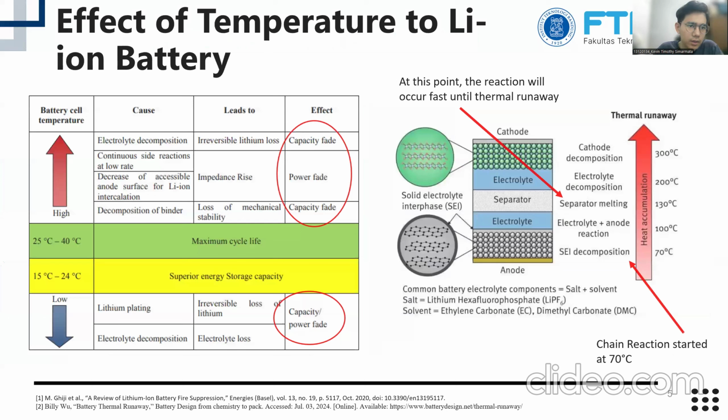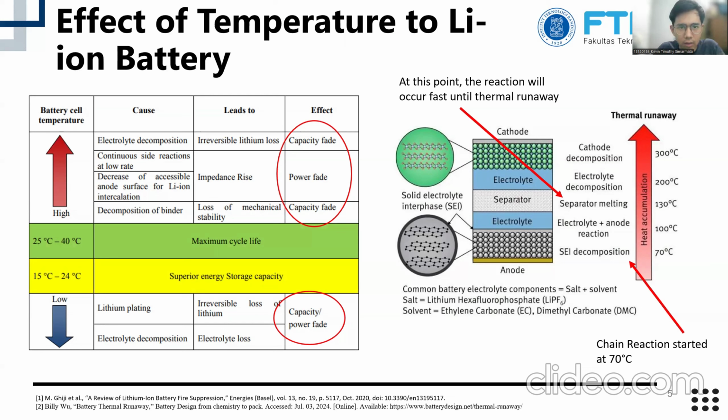And this is the effect of temperature on the lithium-ion battery. We can see that at high and low temperature, the effect will be power fade and capacity fade. The optimal temperature is 25 to 40 degrees Celsius for the maximum life cycle. And the optimum temperature for energy storage is 15 to 24 degrees Celsius.